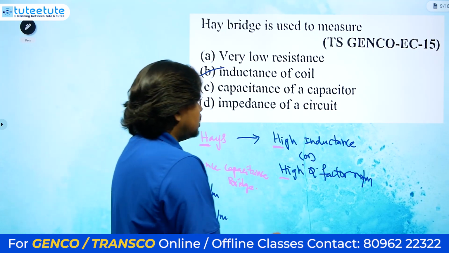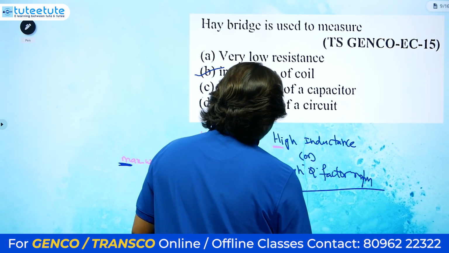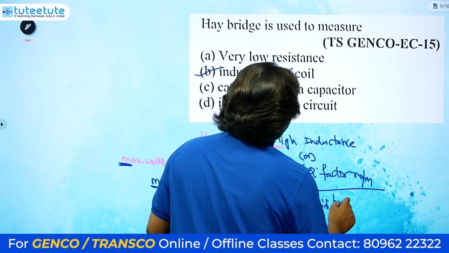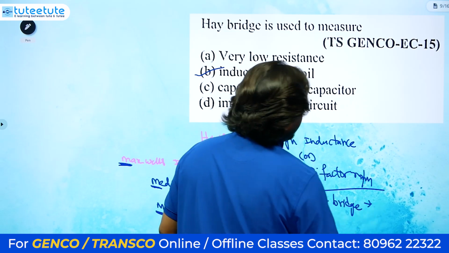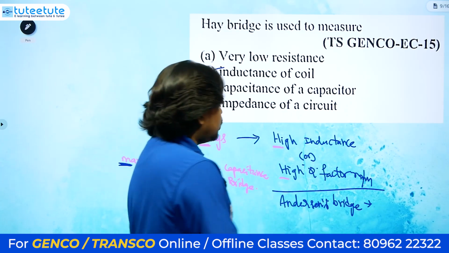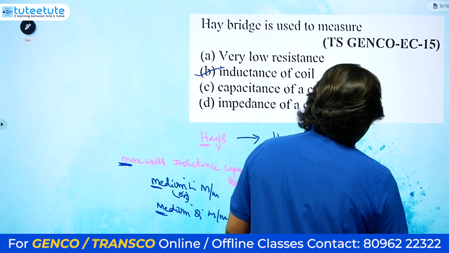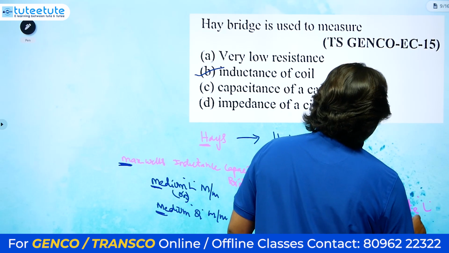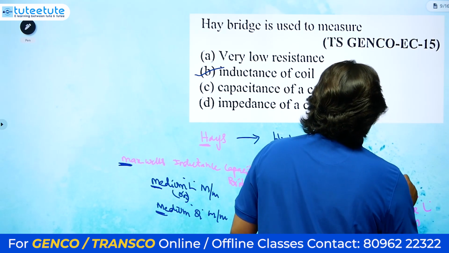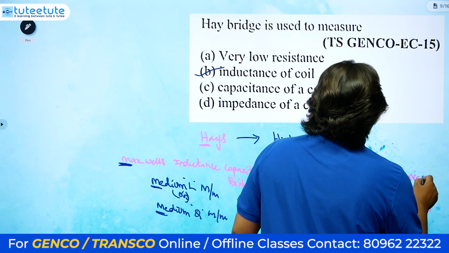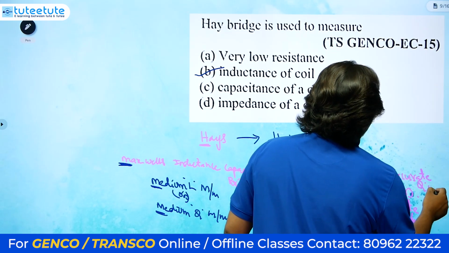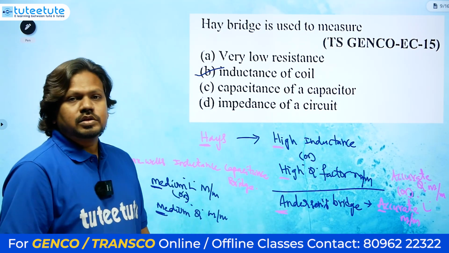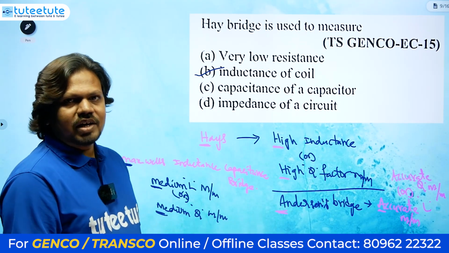Similar to this, Anderson's bridge. Why are we using Anderson's bridge? We are using it for accurate Q factor measurement or accurate inductance measurement. You need to remember it like this, then you can easily answer, no need to concentrate more on this.